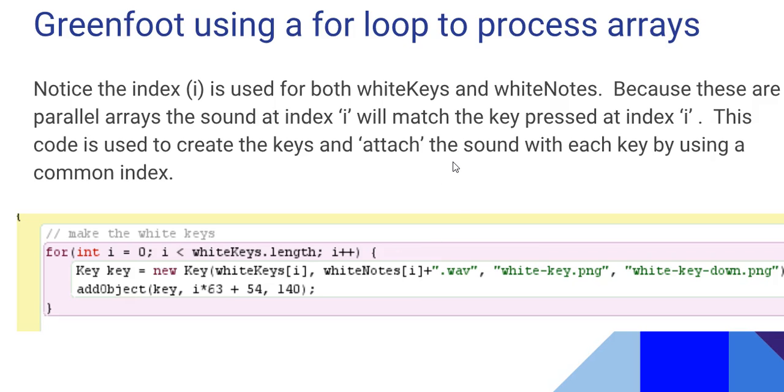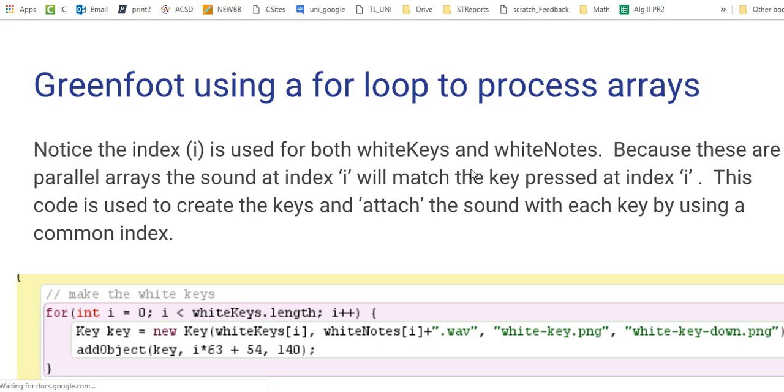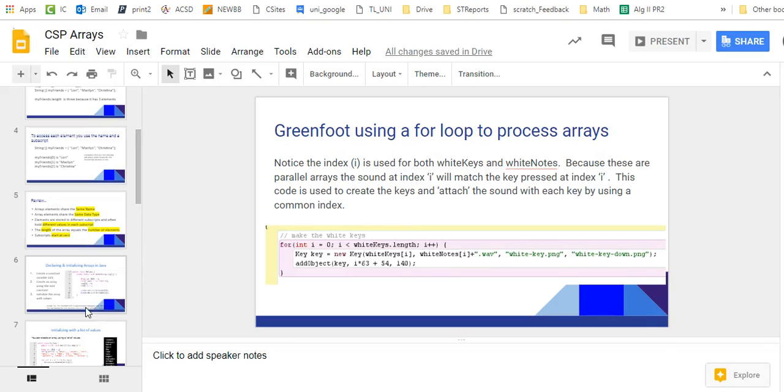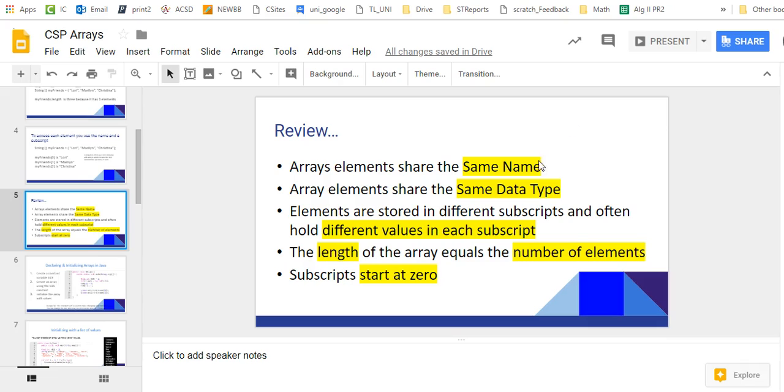I believe that's going to wrap it up for the video on arrays. If we go back, just briefly, remember that arrays will all have the same name. They'll share a data type. They will have different values in each subscript. The length of the array is the number of elements. The subscripts start at 0, so therefore the highest subscript is always 1 less than the number of elements.